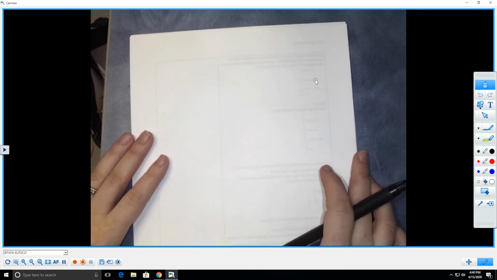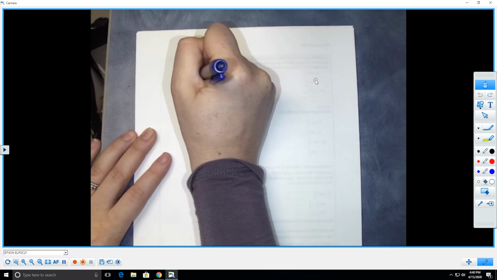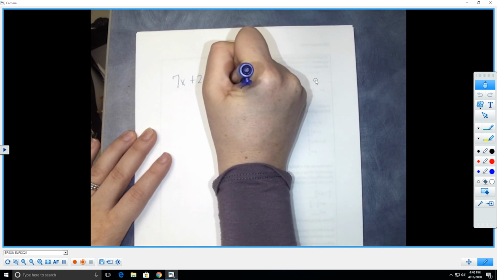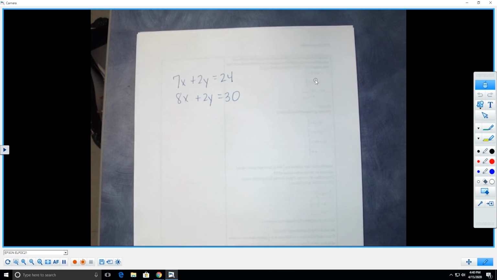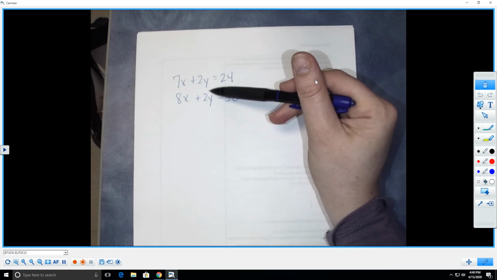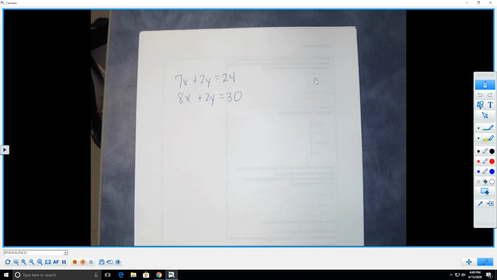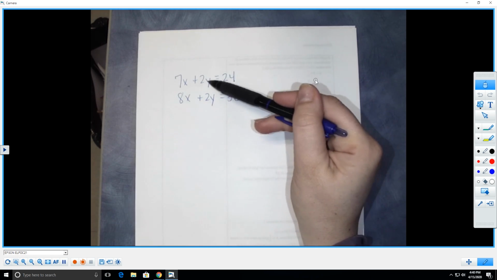Okay, here's one more example for you to try on your own. And then you can write this along with me. So I have 7x plus 2y equals 24. And 8x plus 2y equals 30. Which variable do you want to eliminate? Did you say that we could eliminate y? Okay, that's right, but will we add or subtract in this case? Right, we need to subtract because the coefficients of y are the same but not opposites.